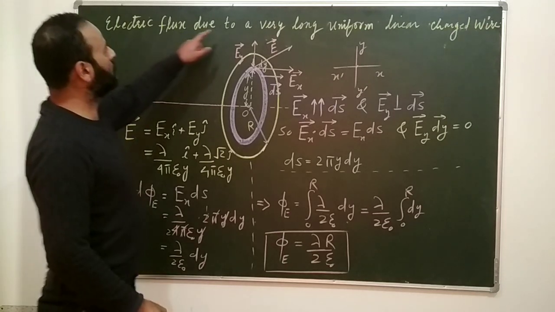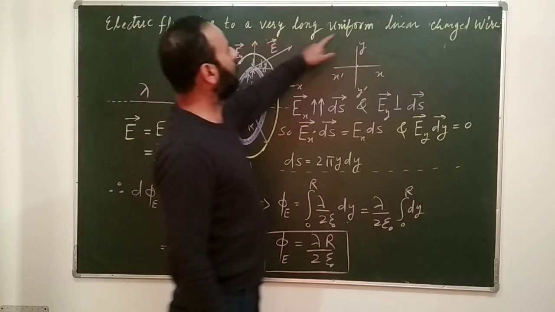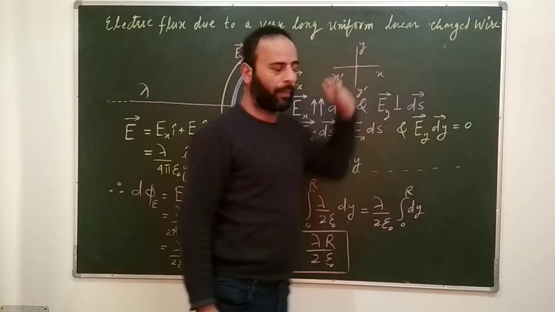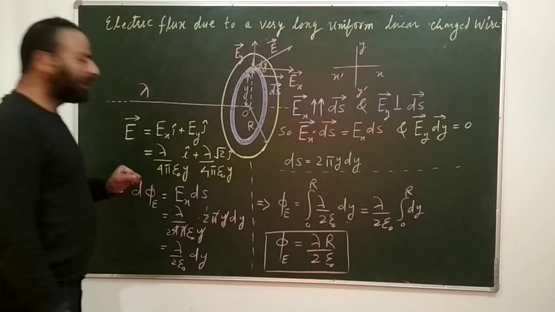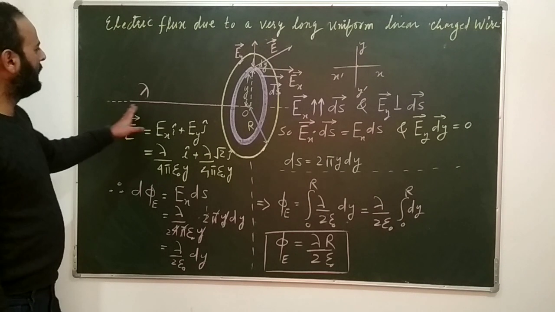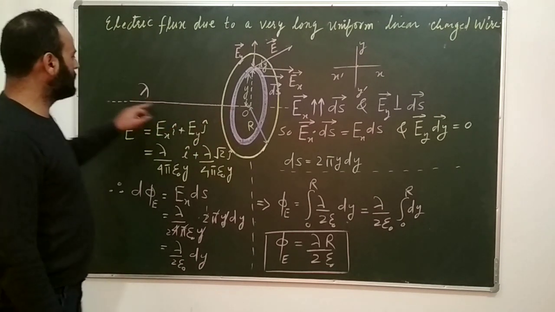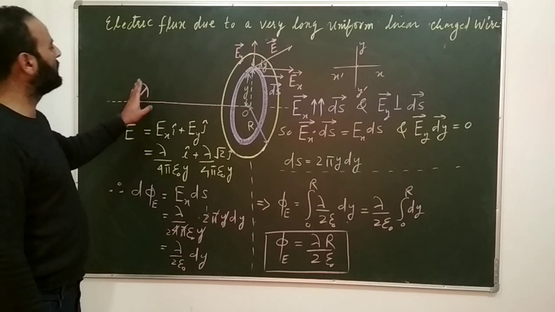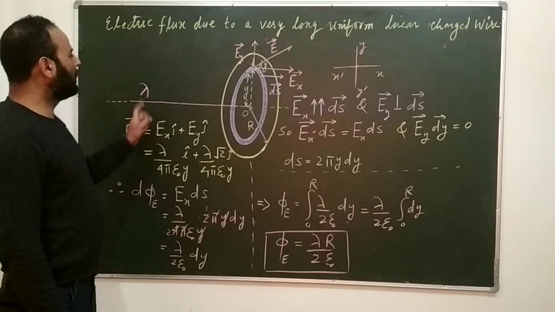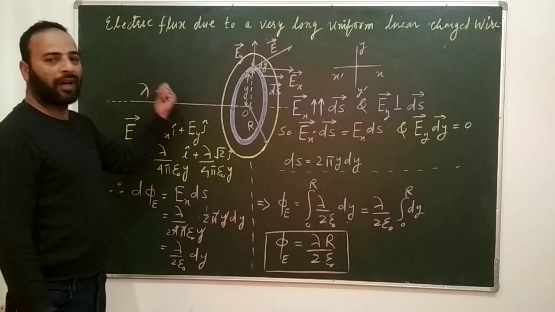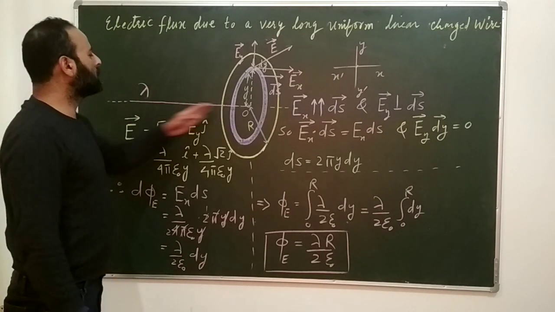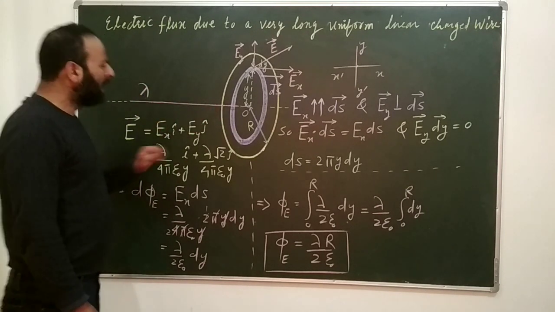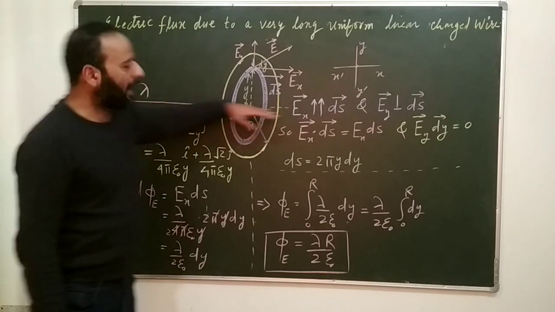Electric flux due to a very long uniform linear charged wire. So I'm considering here a uniformly linear charged wire. This is the linear charge density of the wire, lambda. That means the charge per unit length, or charge per meter, is constant throughout, right? Let the wire be along the x-axis.